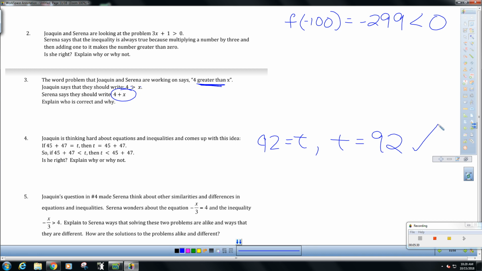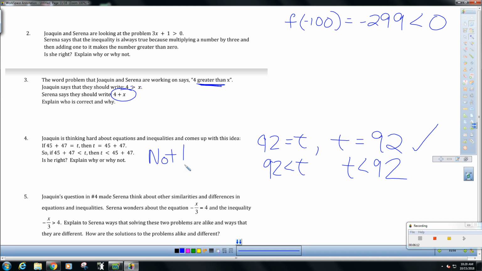Same sentence. Okay? However, if you say, we wouldn't really say 92 is less than t, right? You would say t is greater than 92. And over here, t is less than 92. And hopefully you understand that you cannot be greater than something and be less than something. So this is not true. No, not right.